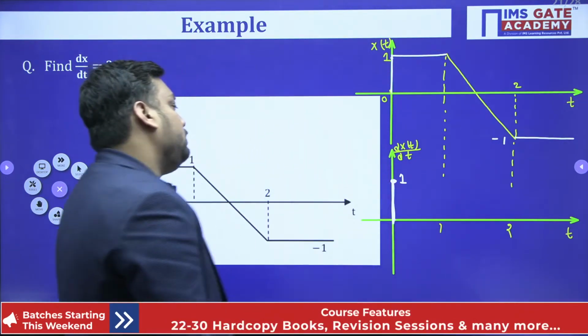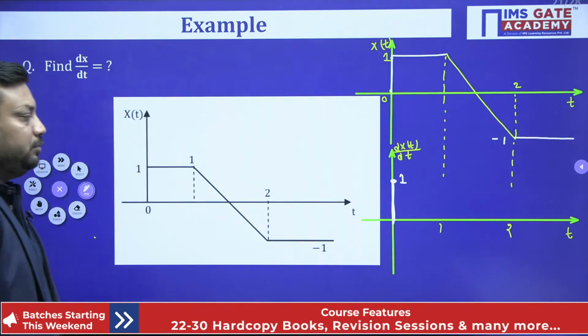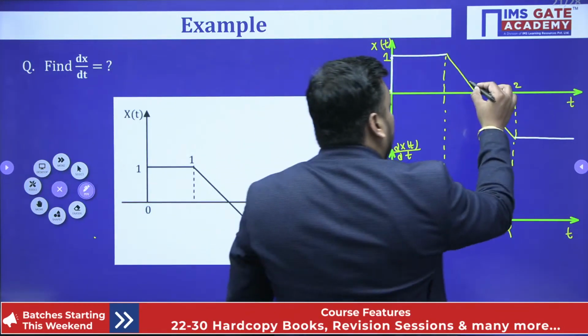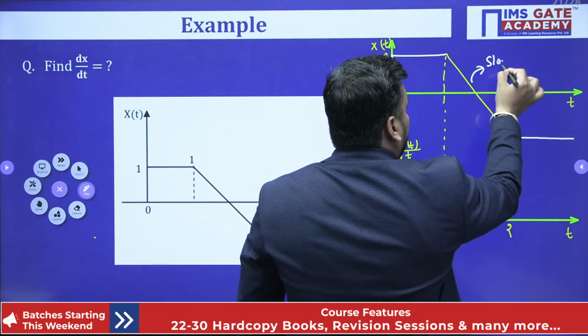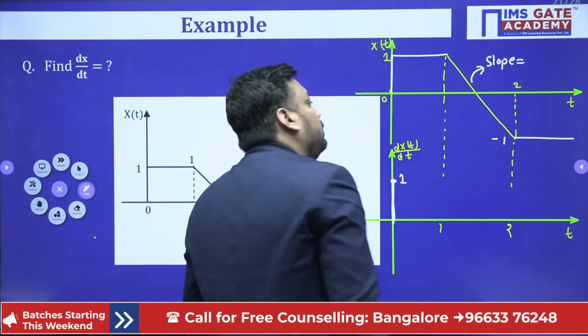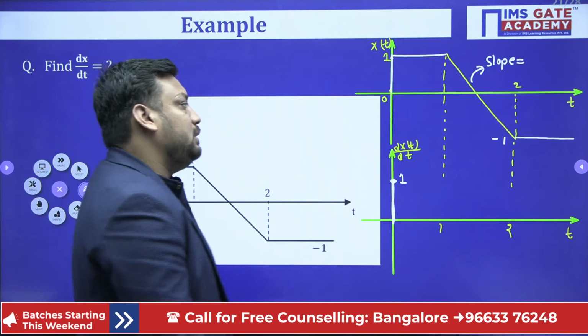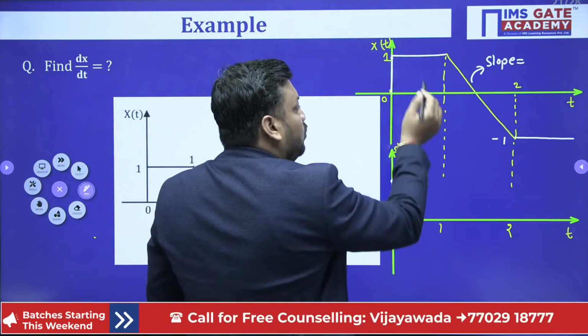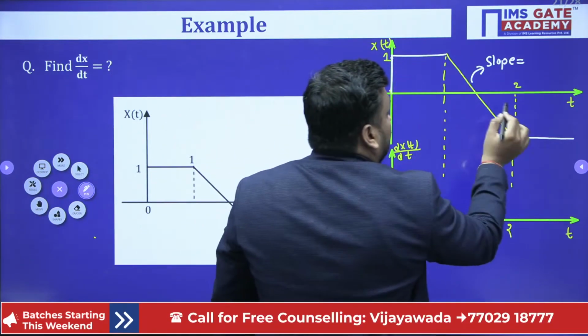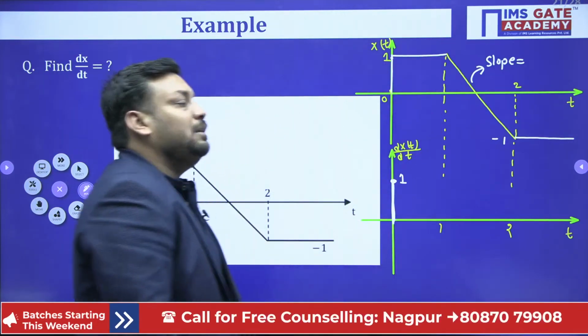Which is having the magnitude 1. Now you should calculate the slope of this line, guys. Tell me, what is the slope? Difference in y upon difference in x. So if I talk about the slope, 1 to -1, difference is 2, and 1 to 2, difference is 1. So slope is nothing but -2.